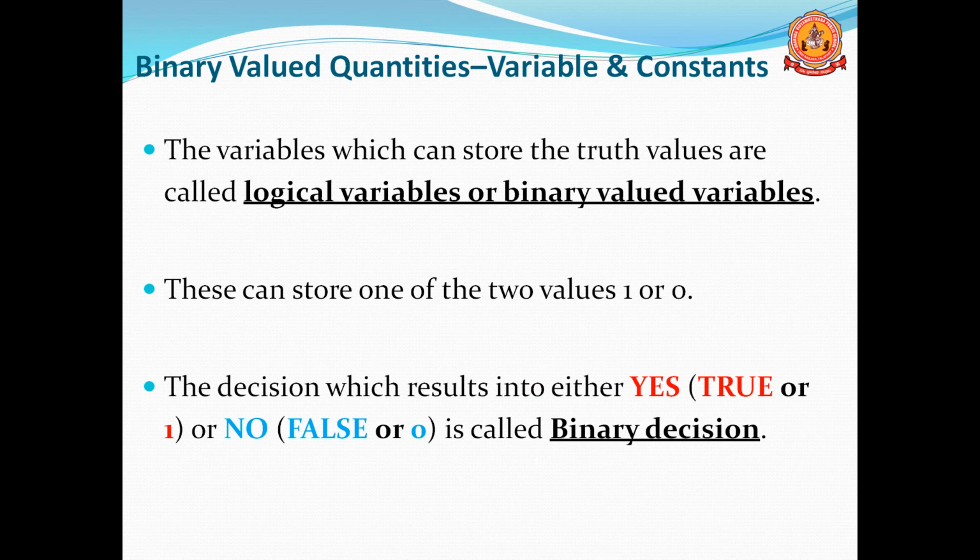A decision which results in either yes or no is known as a binary decision. Yes means true or 1, and no means false or 0. Yes, true and 1 are all the same, and no, false and 0 are all the same. So these decisions are known as binary decisions.